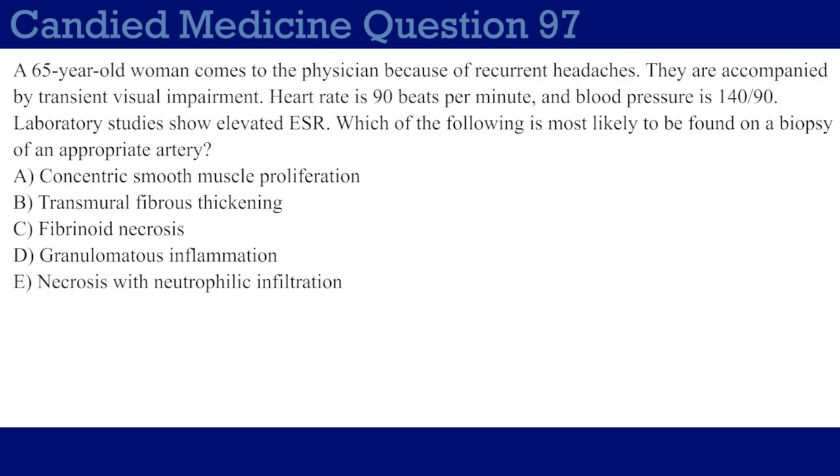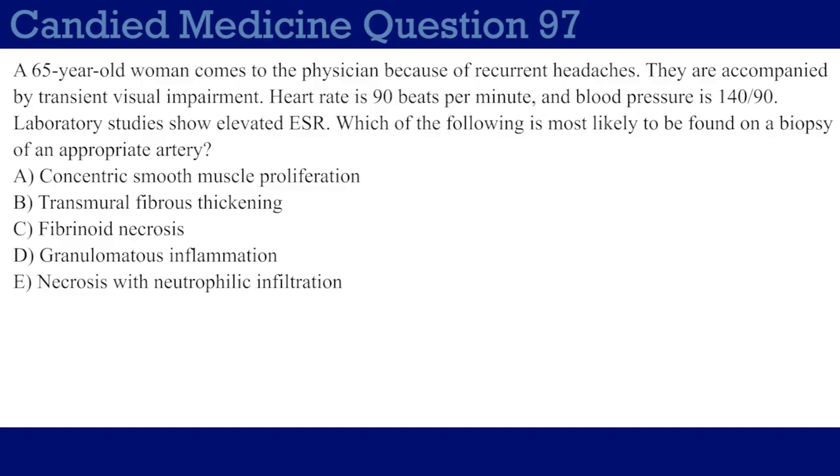A 65-year-old woman comes to the physician because of recurrent headaches. They are accompanied by transient visual impairment. Heart rate is 90 beats per minute and blood pressure is 140/90. Laboratory studies show elevated ESR. Which of the following is most likely to be found on a biopsy of an appropriate artery?